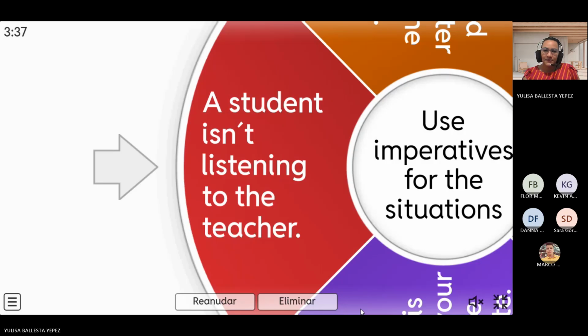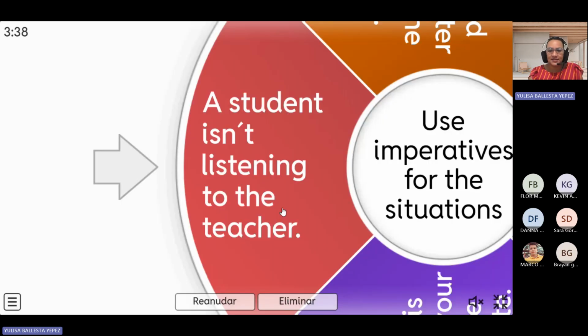Pay attention. Yes, pay attention. So with this imperative, we don't have to use a lot of words, but just to say a phrase. Very good. That is the power of imperative. Only a phrase and that's it. Let's continue with Flor.